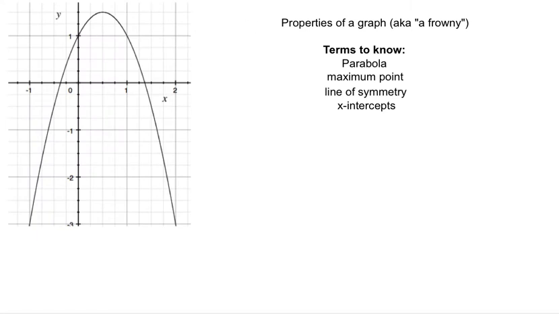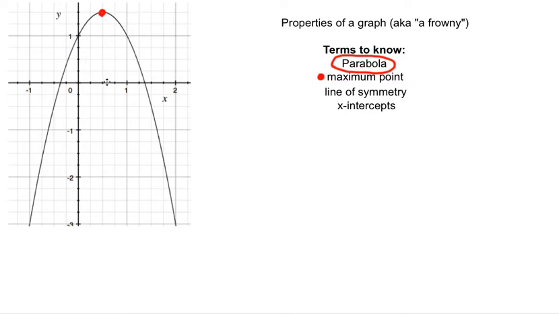Now, it opens downward. Yeah, you can see it's a little sad. Even though it opens downward, we still refer to it as a parabola. Whether it opens up or down, it's a parabola. Remember, the parabola is the term for a quadratic graph. Now, the big difference here is that you'll notice the parabola has a maximum point as opposed to a minimum point. This is the highest point in the graph.